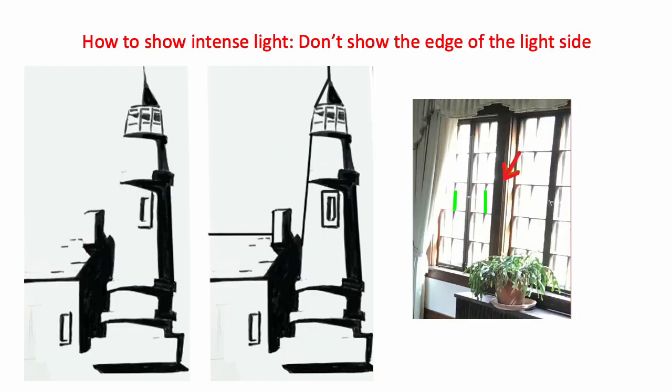To show intense light, I took this lighthouse and I removed the edges of the light area, and you get this image here. And you can see that the light seems so much more intense here than it does over here. And this actually happens. Look at these window panes. They're gone. You can't see them because the light is so intense.